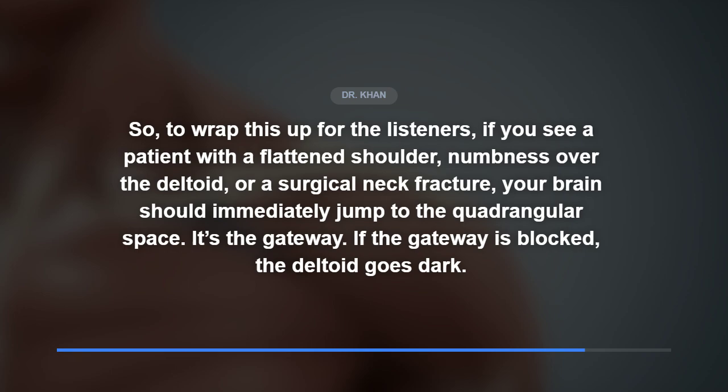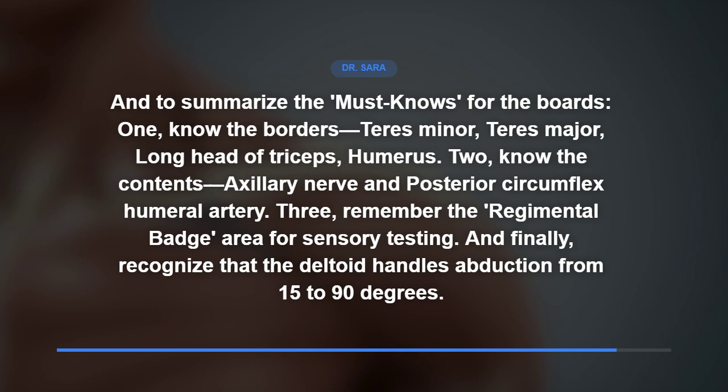So to wrap this up for the listeners, if you see a patient with a flattened shoulder, numbness over the deltoid, or a surgical neck fracture, your brain should immediately jump to the quadrangular space. It's the gateway. If the gateway is blocked, the deltoid goes dark. And to summarize the must-knows for the boards, 1. Know the borders. Teres minor, teres major, long head of triceps, humerus. 2. Know the contents. Axillary nerve and posterior circumflex humeral artery. 3. Remember the regimental badge area for sensory testing. And finally, recognize that the deltoid handles abduction from 15 to 90 degrees.